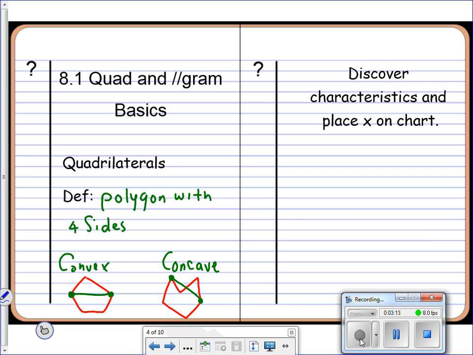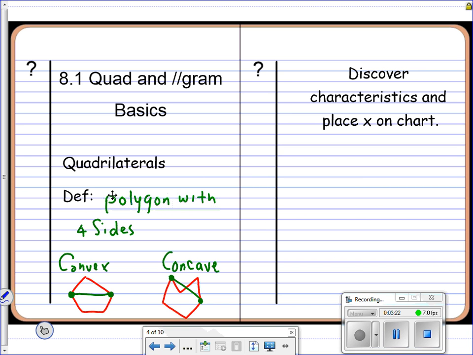We're looking at section 8.1, quadrilaterals and parallelogram basics. Quadrilaterals, by definition, are polygons with four sides. Now I'm going to introduce a couple of words, convex and concave. These are from previous years, hopefully you've had these words. They're not on your vocabulary sheets, but you're welcome to put them in the blank spots at the end.